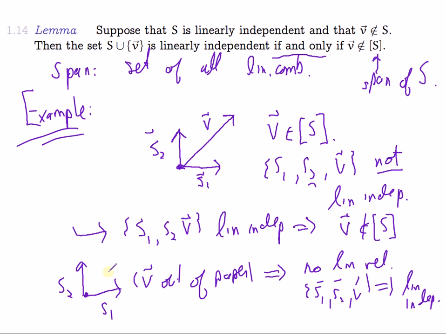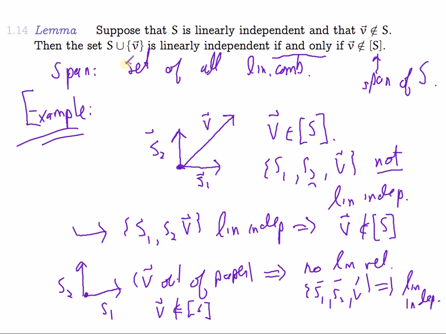Okay. Now, if I take V out of the paper, that's the same thing as saying V is not in the span of S. Okay. So what we've shown here is an example of the other direction of the lemma, that if V is not in the span of S, then the set S with V added is linearly independent. Okay, so think about these two examples. These two examples illustrate this lemma.